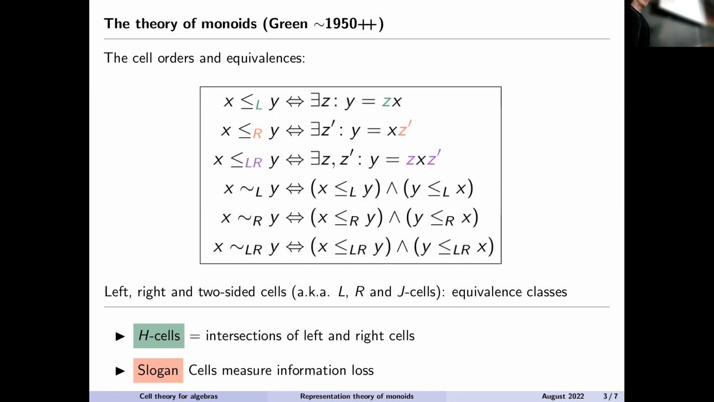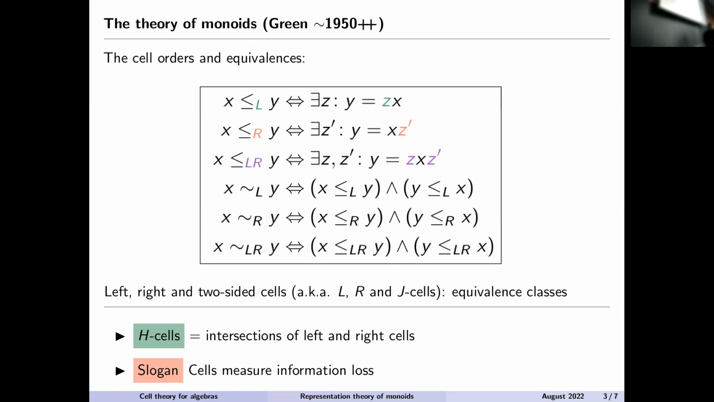Okay, so there are three definitions. They all look the same, so let's just focus on one. So, the left cell is here. We would like to measure the information loss of the monoid. So you do this: we define an order. You say an element, what are my names here, x and y. x is left-below y if you can go from x to y by left multiplication with some element z, so y equals z times x.